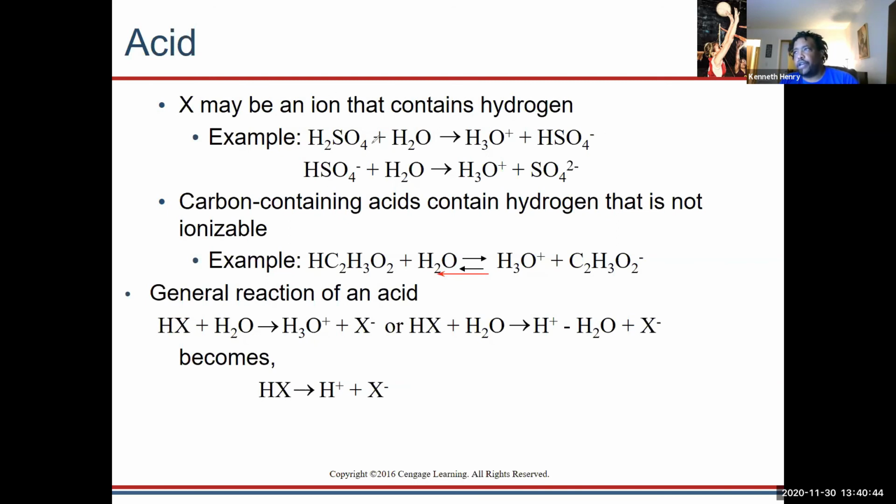So I'm going to write this generically as H2SO4, AQ.